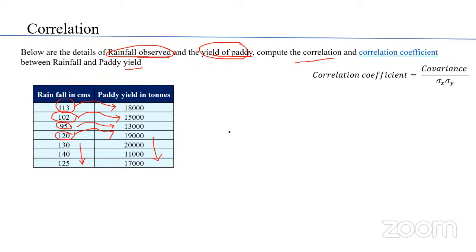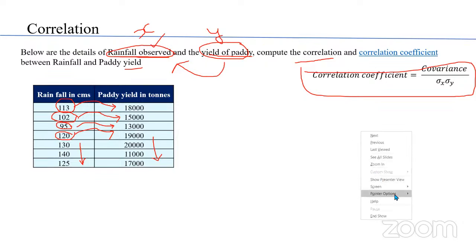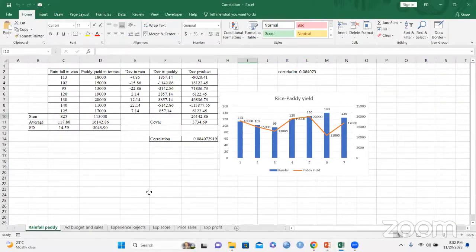Now we have to find out the correlation. And the correlation coefficient formula is given as covariance divided by standard deviation of x into standard deviation of y. For the time being, since rainfall is completely natural, we call it the x variable, and the yield of the paddy is somewhat dependent on this one, so we call it the y variable. Is that clear? I'm not telling that these two are completely independent, but for the time being, I'm taking that one. Now we'll see the correlation coefficient calculation.